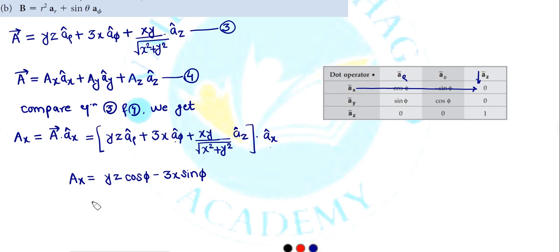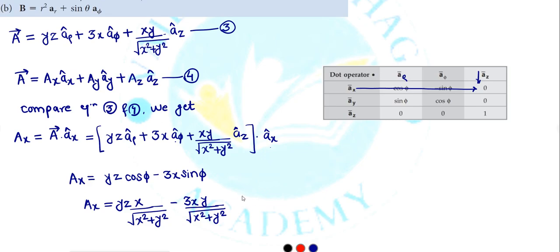So again rewrite that one. We have that ax is equals to yz cos phi. So cos phi is what? x upon square root of x square plus y square, then minus 3x sin phi. So what is that value of sin phi? That is what? y upon square root of x square plus y square. Okay, so this is what we have the value for that ax, and again assign some equation to this one.